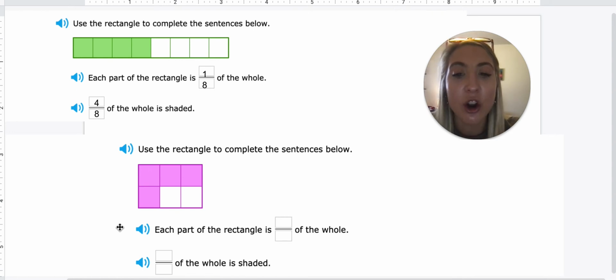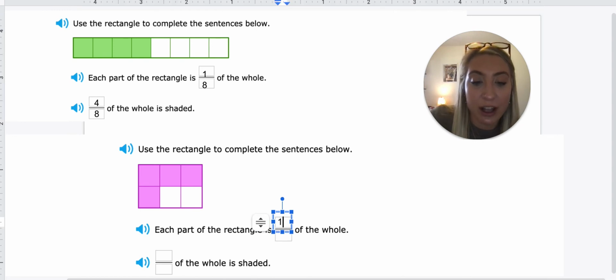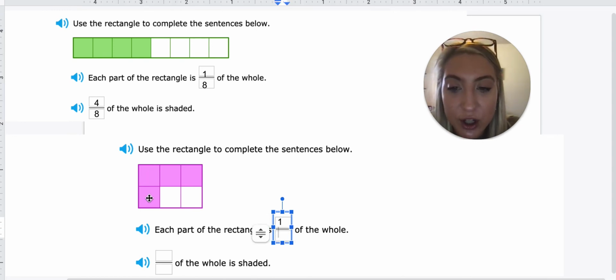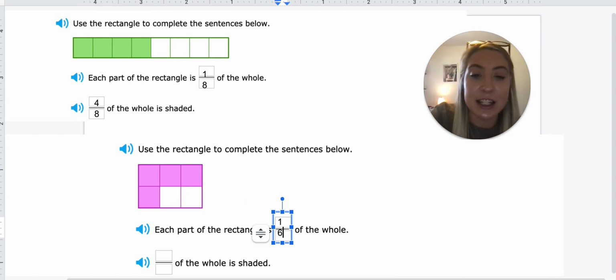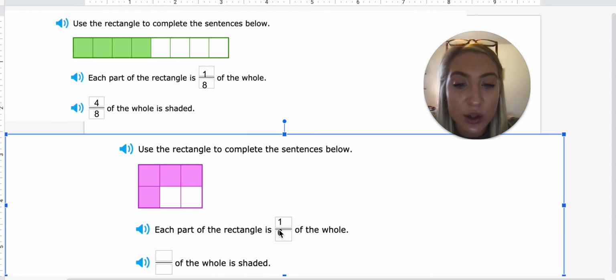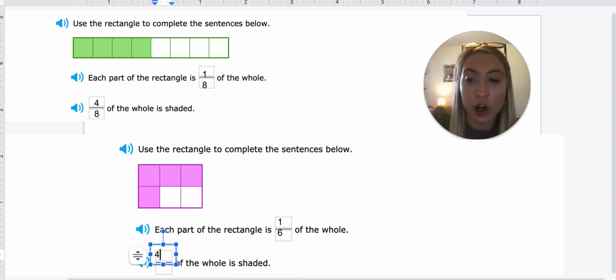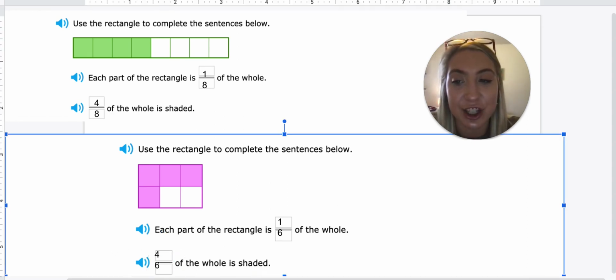Now when we look here, each part of the rectangle is how much of the whole? One square is how many out of the whole? I know that 1 square is how many equal parts? 1, 2, 3, 4, 5, 6. 6 equal parts. So each square is 1/6, because it's 1 square out of a total of 6 equal parts. But how many are shaded? We have 1, 2, 3, 4 squares shaded out of a total of 6 squares. So 4/6 is shaded. Let's do 2 more examples together.